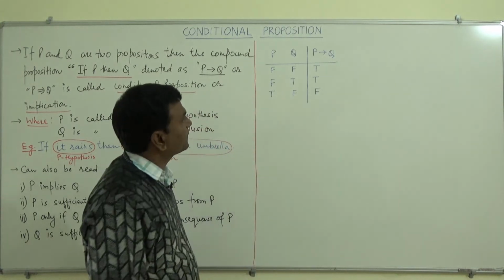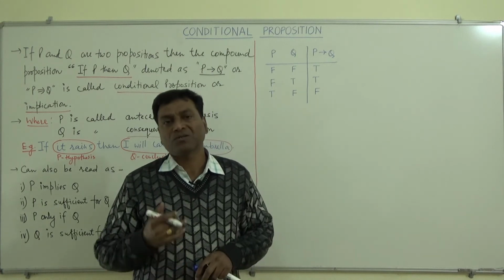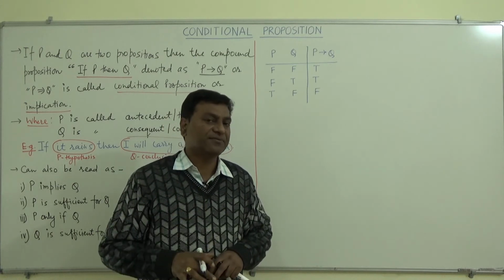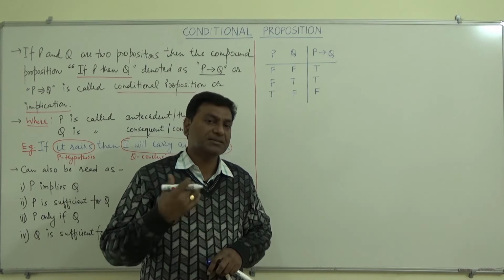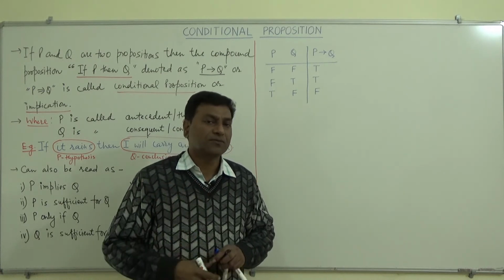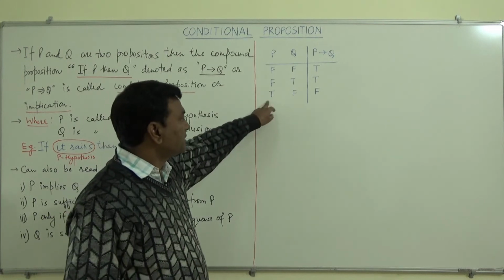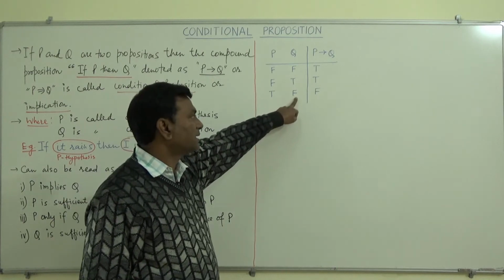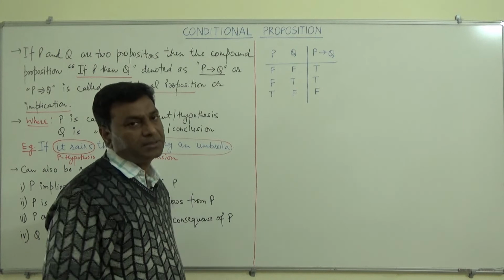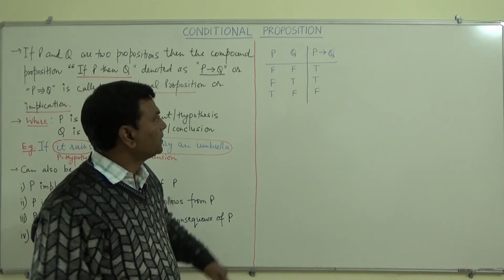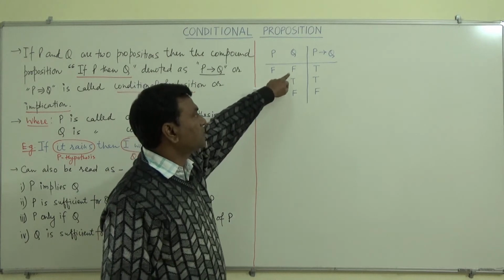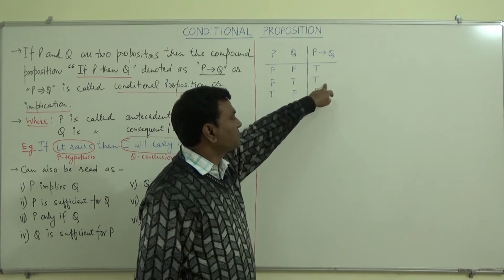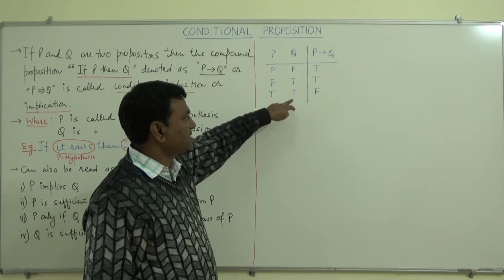Here it is to be noted that this implication can also be looked at as a conditional promise. If the promise is kept, then we can say it is true, otherwise it is false. Here the promise is not kept, because this is the promise and the conclusion is false, so it will be false. In other situations it will be true. Where there is no promise, it is true. Where the promise is there but the conclusion is false, it is false.